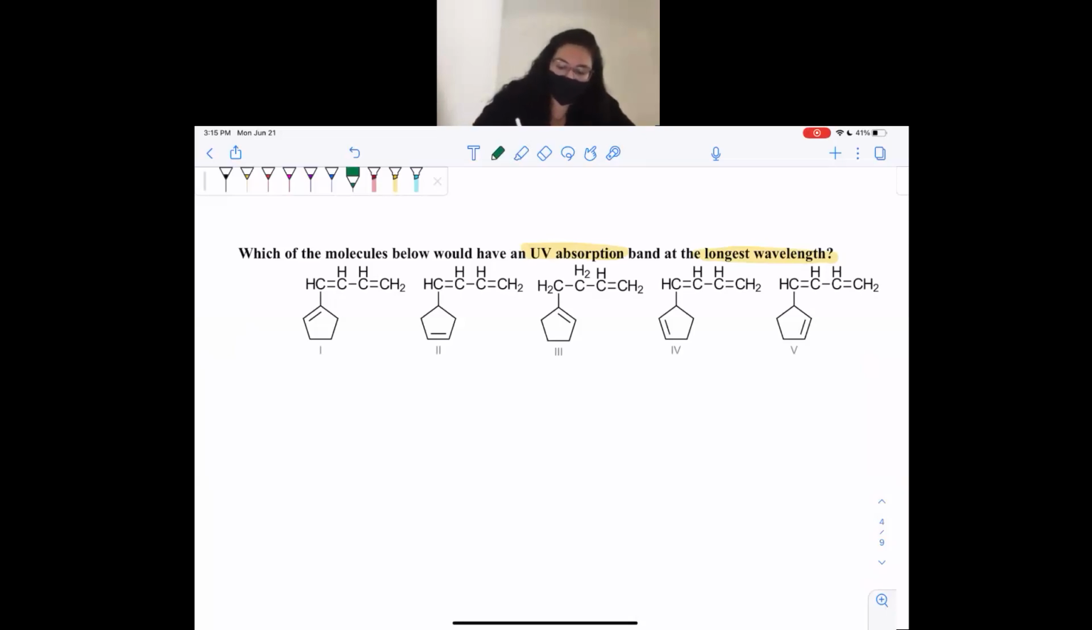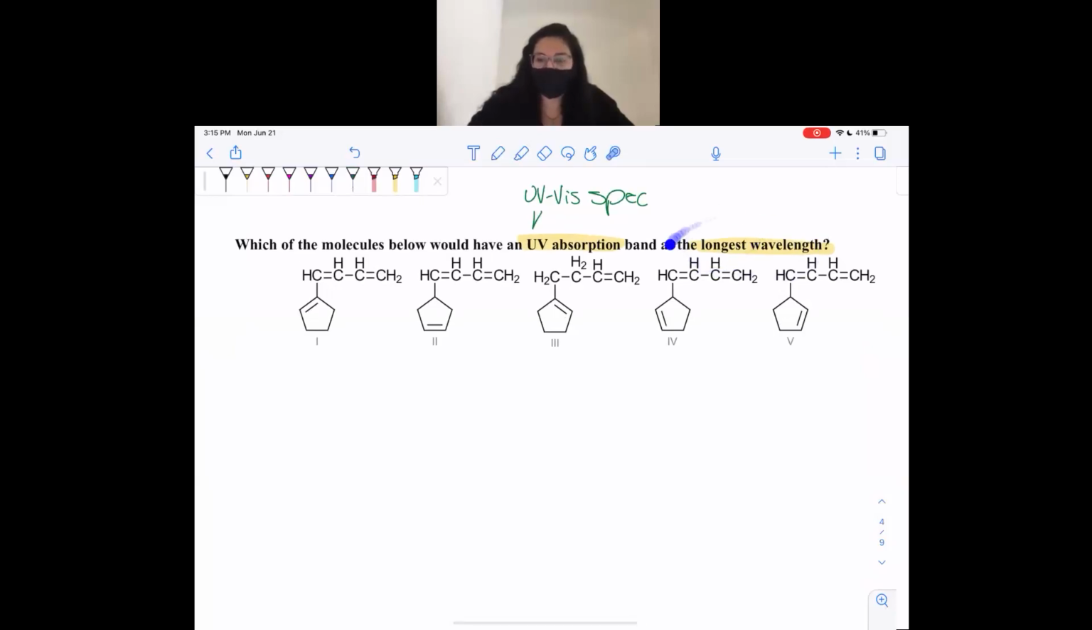So when we have UV absorption, we know we're talking about UV-vis spec. And in UV-vis spec, longer wavelength, is that more conjugated or less conjugated? More conjugated. Awesome. So we're looking for the most conjugated. Which one of these is not even conjugated at all? Yes, exactly. This one is not conjugated at all because we have one double bond here and one over here. This is actually isolated.